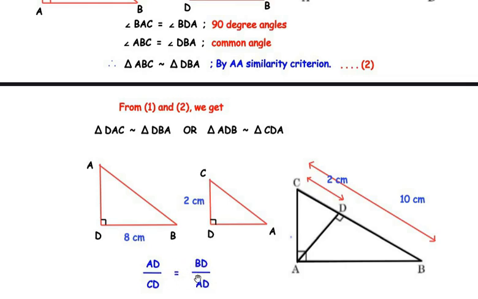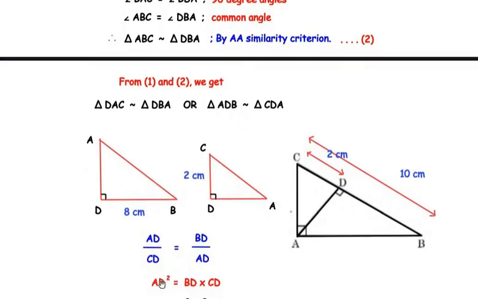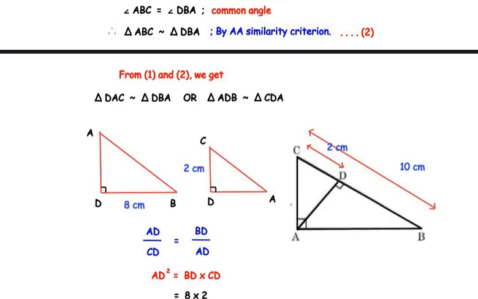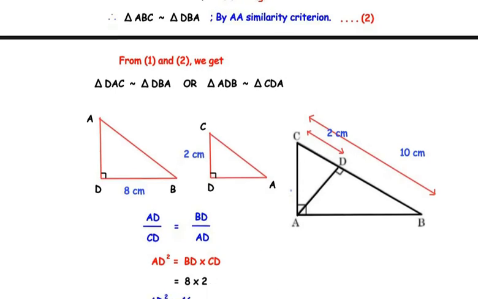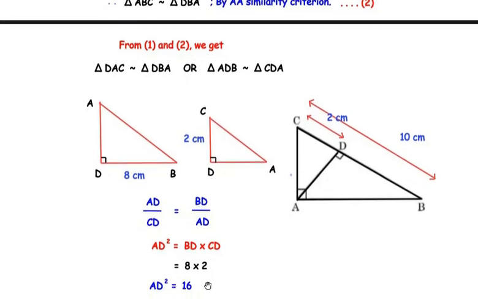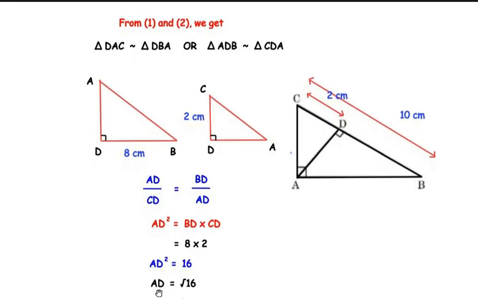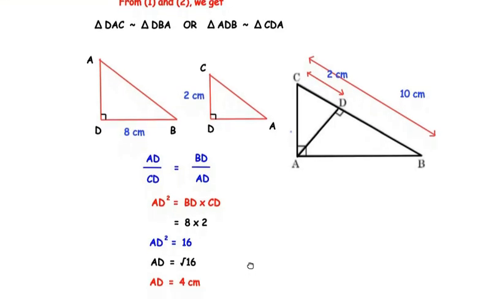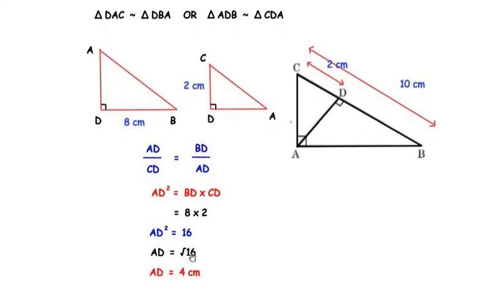Now let us cross multiply this equation, that is AD multiplies with AD giving us AD square is equal to BD times CD. Now here we have the length of BD and we have the length of CD. So here we have written 8 times 2 giving us AD square is equal to 16. Now taking this square on the other side of equal to sign, we get AD is equal to square root of 16 and hence the length of AD becomes 4 cm because square root of 16 is 4. So this is going to be the length of AD, that is 4 cm.